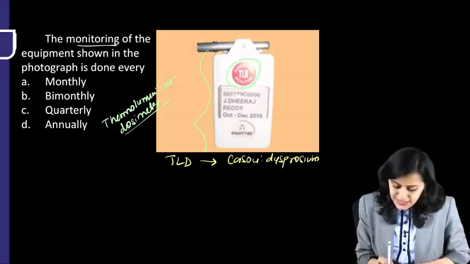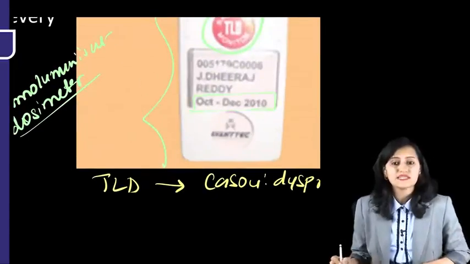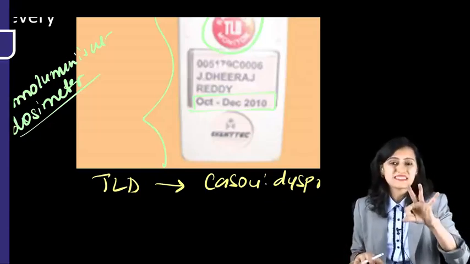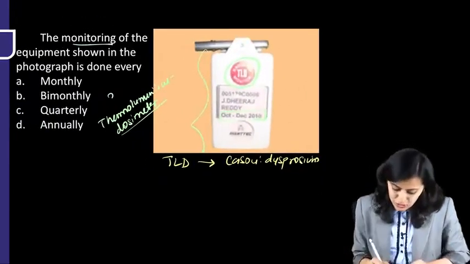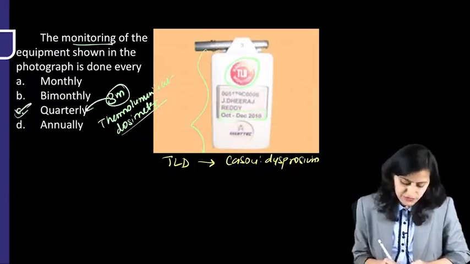How frequently is this monitored? You can see in the image itself, it's written October to December. So October, November, December, valid for 3 months. So this is monitored every 3 months, that means a quarter of the year.